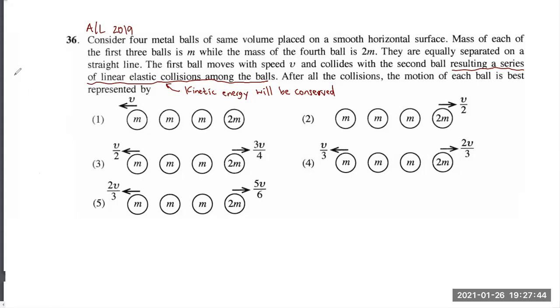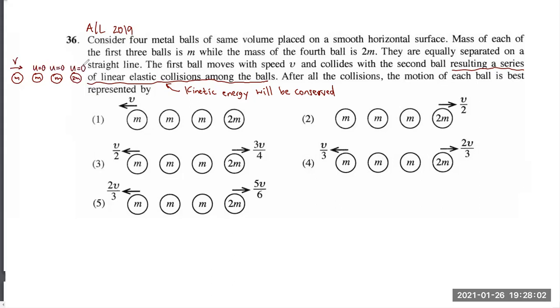Fine. So let's draw a small diagram here. m, m, m, and then 2m. This is how the masses are. All have same volume, so same size, but masses are a little different. Initially, the first is moving at v. The others are at rest. This is how the initial point is.